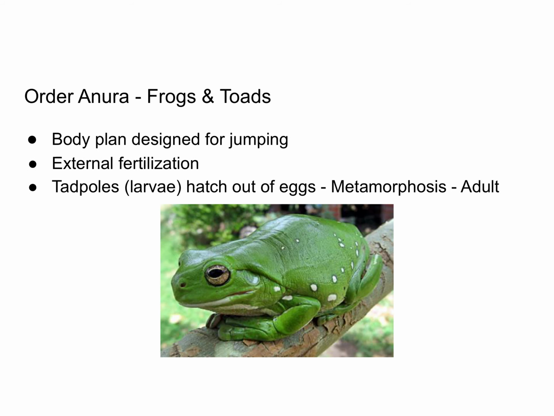Order Anura includes frogs and toads. They have a body plan designed for jumping, so they have really well developed back legs that are really muscular, that help them to jump and hop around. They have external fertilization, meaning that the female lays eggs and then the male comes along and produces sperm that swims through the water and fertilizes those eggs. The larval stage of frogs and toads are tadpoles, and they are aquatic. They hatch out of those eggs that are laid in the water, and then they go through metamorphosis in order to turn into the adult form.